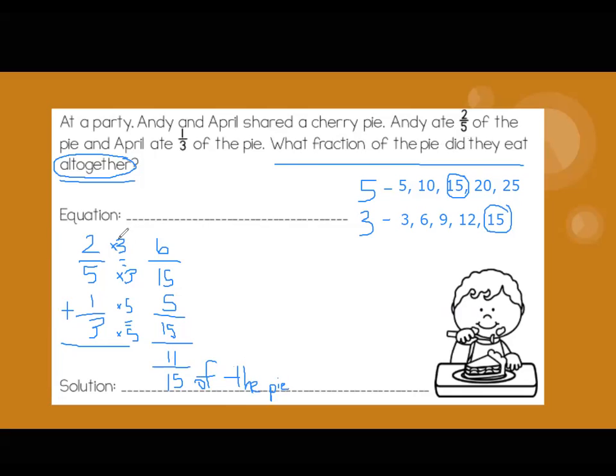And then when we come up here and write our equation, we can write 6/15 because this is what we use to solve this problem. 6/15 plus 5/15 equals 11/15. And there's our equation. All right.